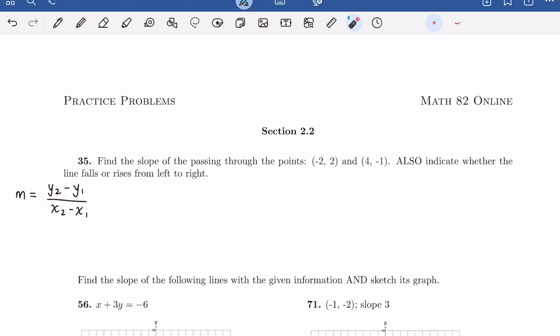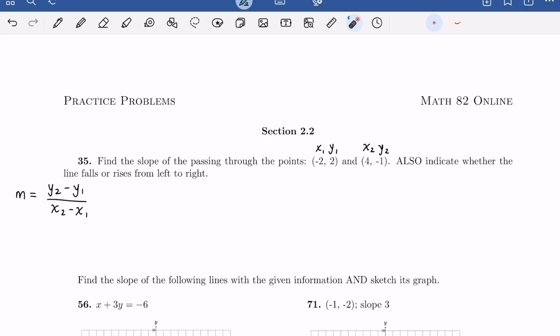We have y sub 2, these are subscripts, so this is y subscript 2 and y subscript 1, and so on. So I'm going to call this first ordered pair here x sub 1, y sub 1, and x sub 2, y sub 2. I'm just calling these my first and my second ordered pair here. So we can just plug this directly into our formula.